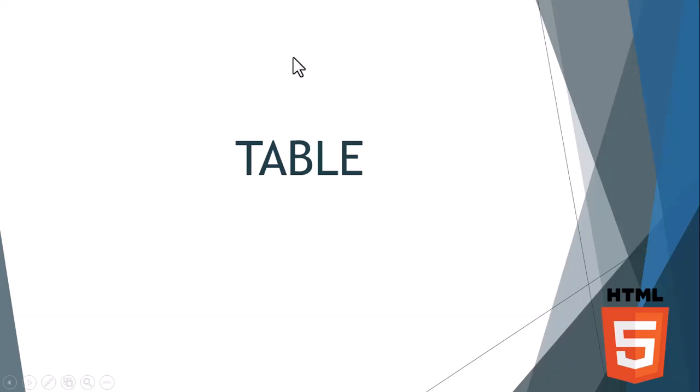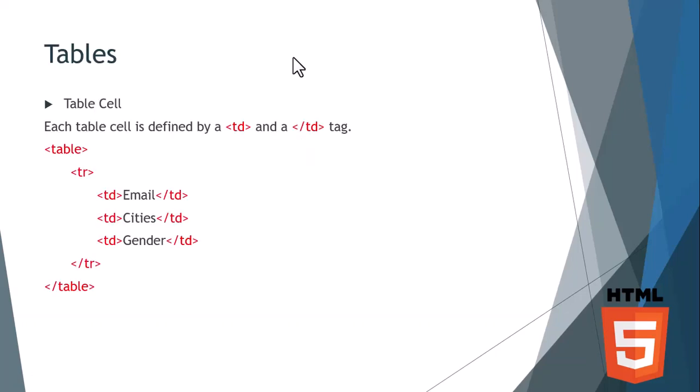Welcome back. In this tutorial, I'll be teaching you the HTML table. Now, HTML table allows web developers to arrange data in rows and columns. Okay, and now the HTML table has cells. You have the table cells, which are defined by the TD, which stands for the table data.